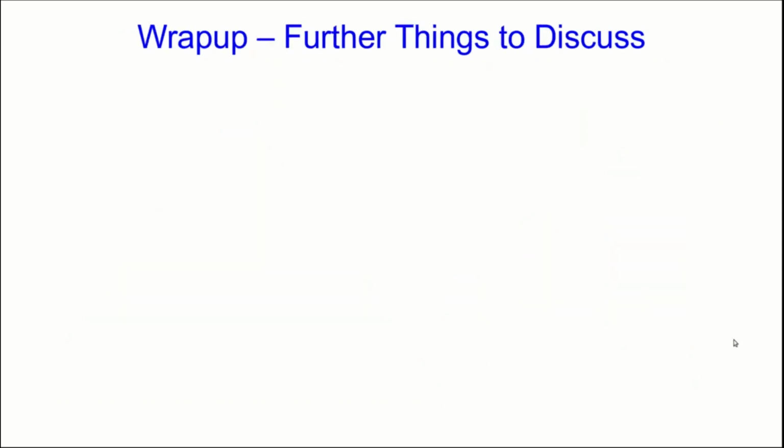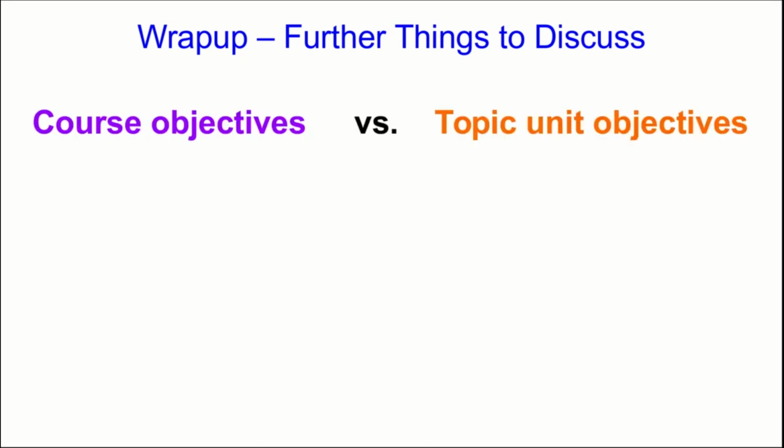To wrap up, I'm just going to mention a few things that I hope we will have time to discuss during the live session for this module. Objectives can be course-wide, but you can also have topic unit objectives, specific objectives for specific subtopics within the course. This, of course, doesn't apply to all courses. Some courses don't reasonably divide up neatly into topic units. However, if your course does divide up into topic units, then it is worthwhile thinking about how the course objectives lead to more specific topic unit objectives.